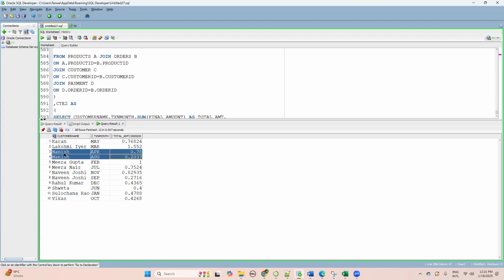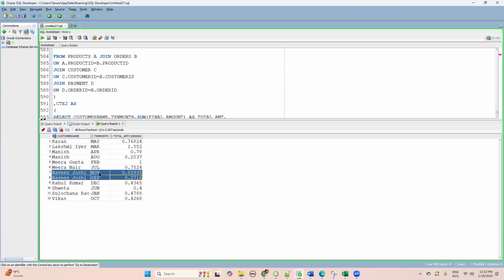In April and August both, he was the one who has done the maximum transaction. Then Naveen Joshi as well. November and September, he has done the maximum transaction. Why do businesses want to extract this data? Because they are their potential customers. They don't want to lose them. So they will keep a track on them. Now suppose Naveen Joshi has done transactions in September, November.